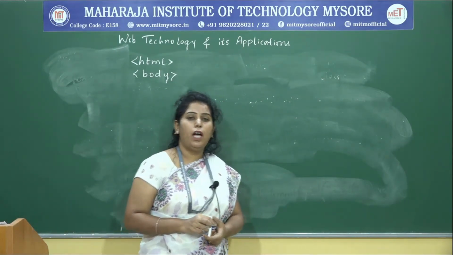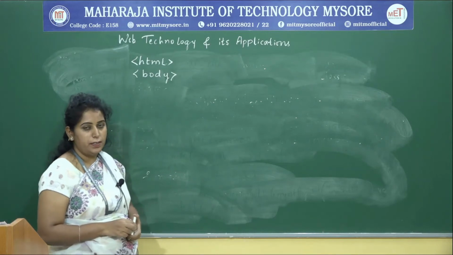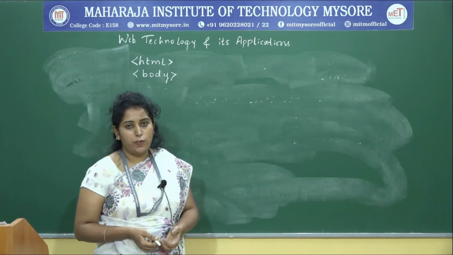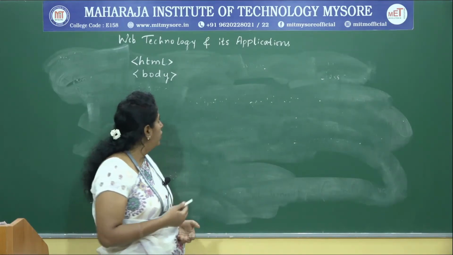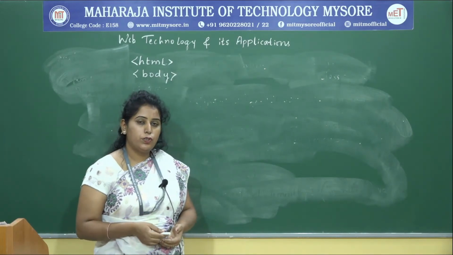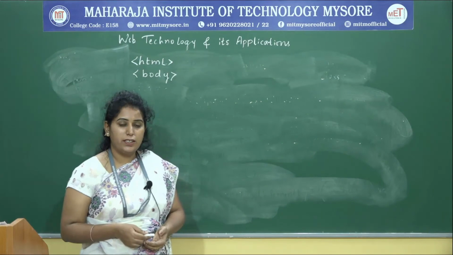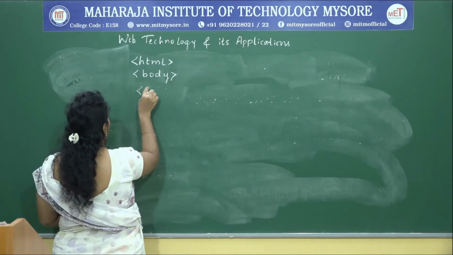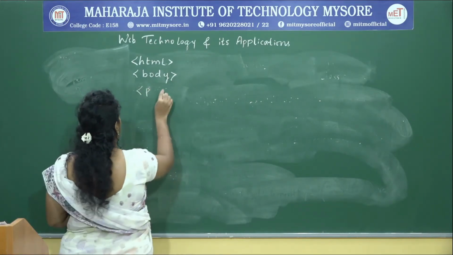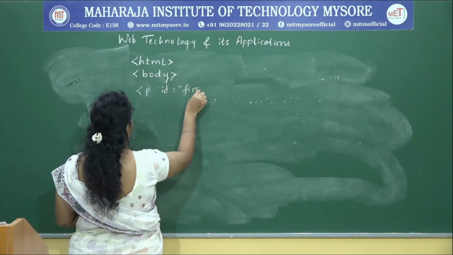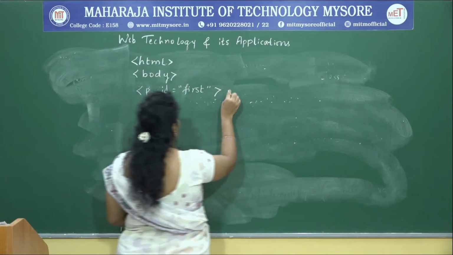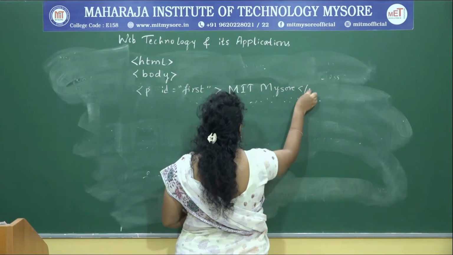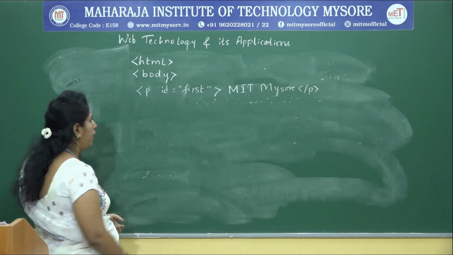Next is about how we can style the properties, like how to change the color, how to change the font size, or how to change the font family, and so on. Here also in JavaScript there is a provision to change the styles of the properties. How can that be achieved? Let me take up one example. Say it is an element p whose ID is equal to first, and the message is MIT Mysore. Close the element p.